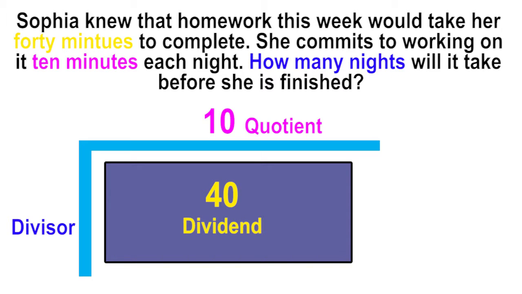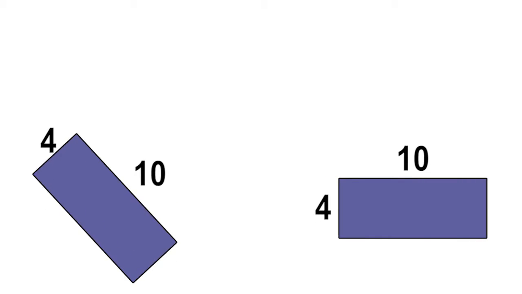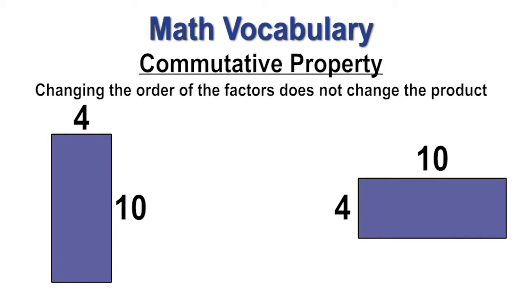If I use my related multiplication fact, I need to think what times 10 equals 40. I know that 4 tens make 40, so my answer is 4. It will take Sophia 4 nights to finish her homework. Since these 2 arrays presented are the same arrays, what would happen if we applied the commutative property? What would happen to the equations?